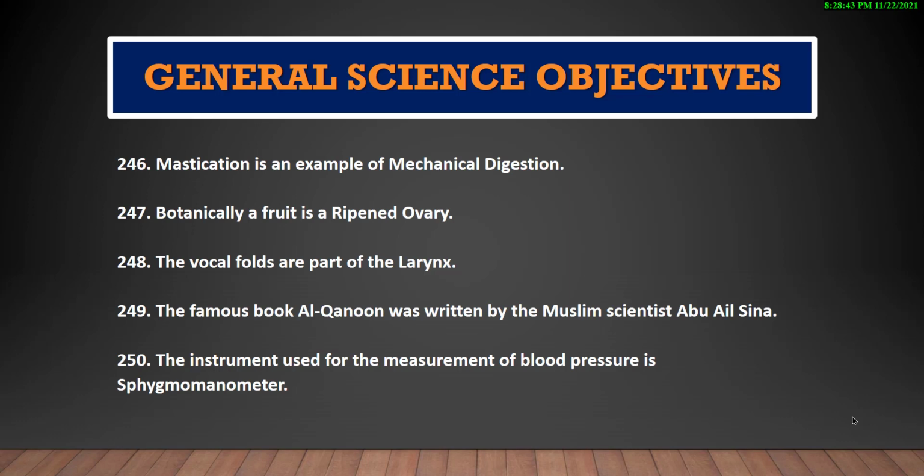Mastication is an example of mechanical digestion. Botanically, a fruit is a ripened ovary. The vocal folds are part of the larynx. The famous book Al-Qanun was written by the Muslim scientist Abu Ali Sina. The instrument used for the measurement of blood pressure is sphygmomanometer.